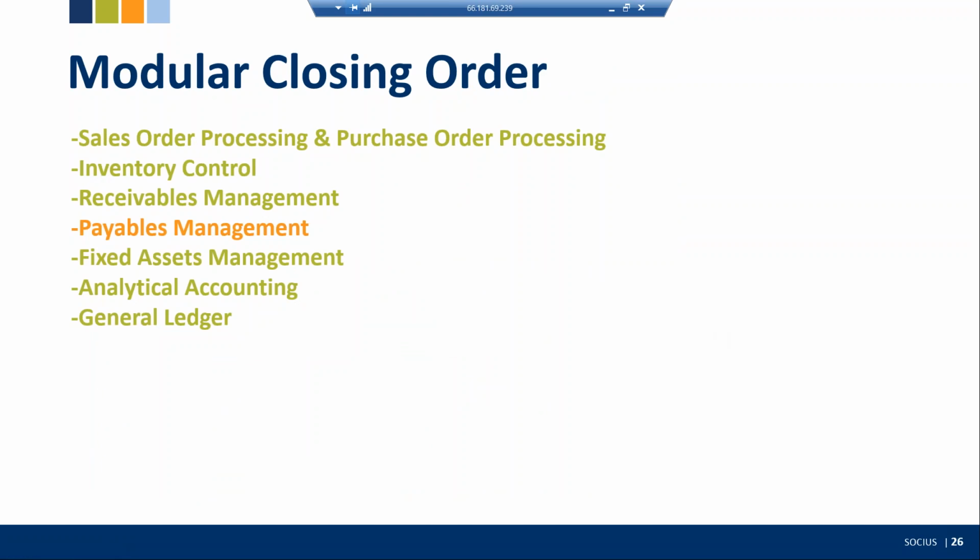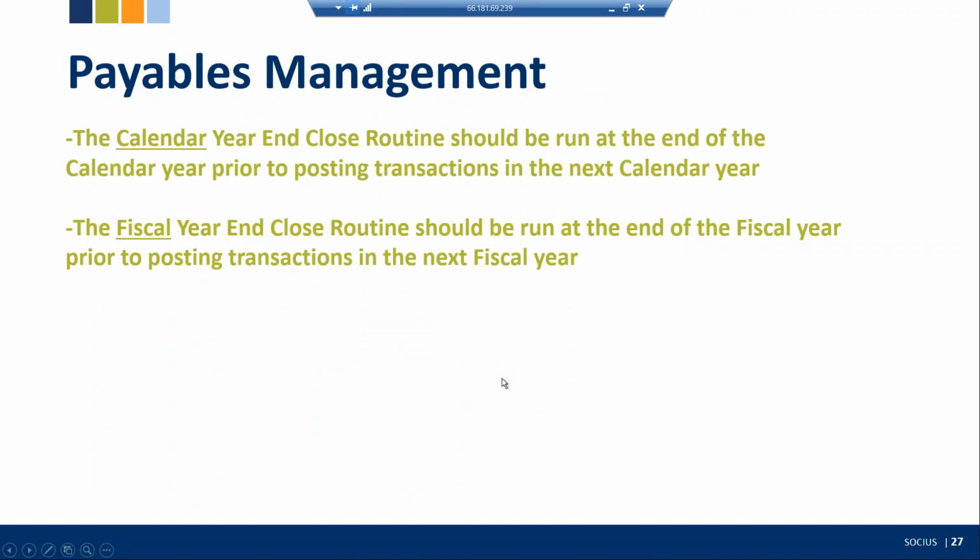All right, so what I wanted to cover next was payables. In payables management, you're going to look at this and say, well, it's a lot like receivables, but there are some differences. On payables management, the calendar year close routine should be run, just like we talked about in receivables, at the end of the calendar year prior to posting transactions in the next calendar year. And the fiscal year end close routine should be run at the end of the fiscal year prior to posting transactions in the next fiscal year. And we face the same timing issues as we did in receivables.